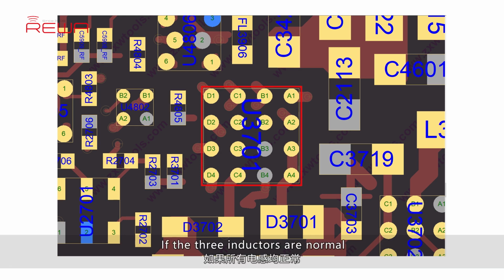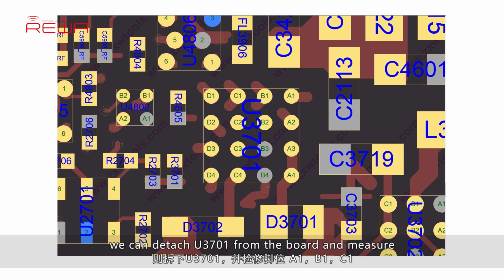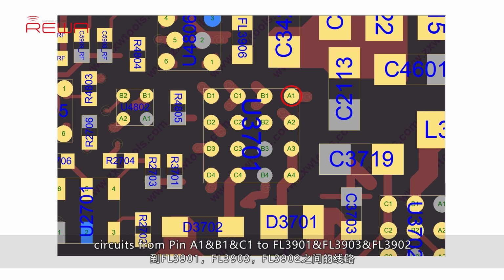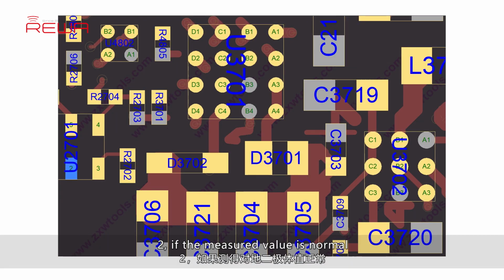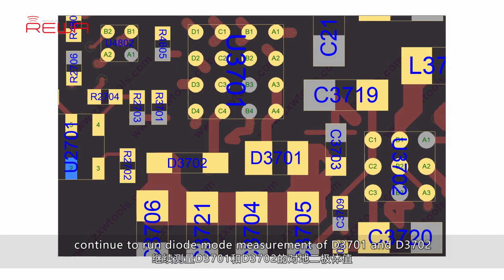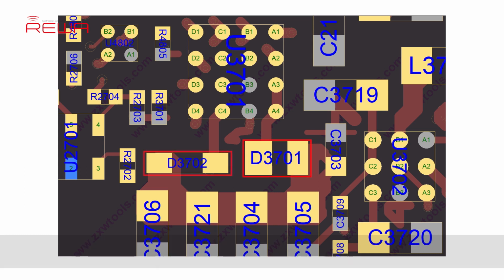If the three inductors are normal, we can detach U3701 from the board and measure circuits from pin A1 and B1 and C1 to FL3901 and FL3903 and FL3902. 2. If the measured value is normal, continue to run diode mode measurement of D3701 and D3702.